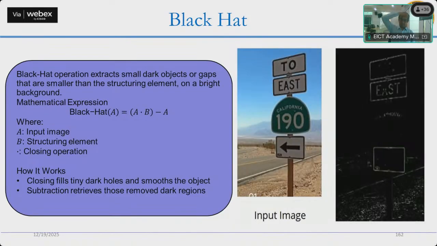What about the black hat? Black hat means we extract small dark objects or gaps that are smaller than the structuring element on a bright background. So what we are doing here, first of all, is closing, which fills in dark holes. Here we can see that closing fills tiny dark holes and smooths the object, and subtraction retrieves those removed dark regions.